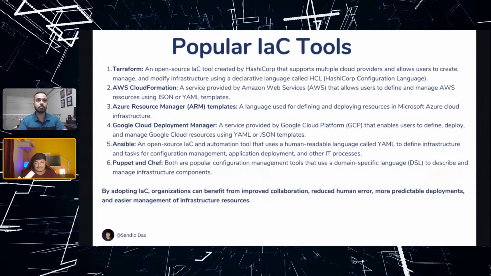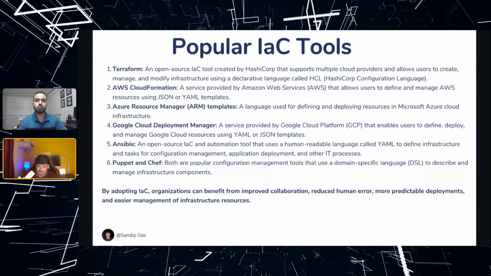Okay, and just like Ansible, we have Puppet and Chef. Both are very popular configuration management tools that use a domain-specific language, or DSL, to describe and manage infrastructure components. Ansible, Puppet and Chef all do a similar kind of stuff. All have the capability to do configuration management and create infrastructure resources as well, using different SDKs that are provided by the cloud service provider. We can have all that.